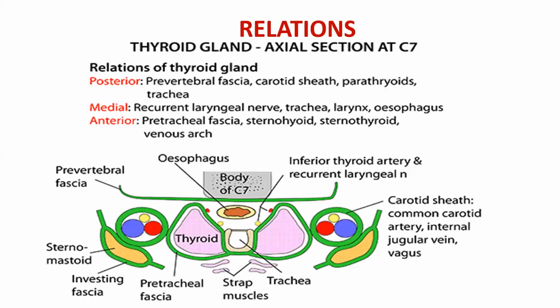So anatomically, in relationship, cutting along C7 at the axial section, posteriorly it is surrounded by prevertebral fascia, as you see in the picture below, the carotid sheath, parathyroid, and the trachea. But medially, it is surrounded by the recurrent laryngeal nerve, trachea, larynx, and esophagus. While anteriorly, there is the pretracheal fascia, sternohyoid, sternothyroid, and the anterior jugular veins. You can see the demonstration in the picture below here.